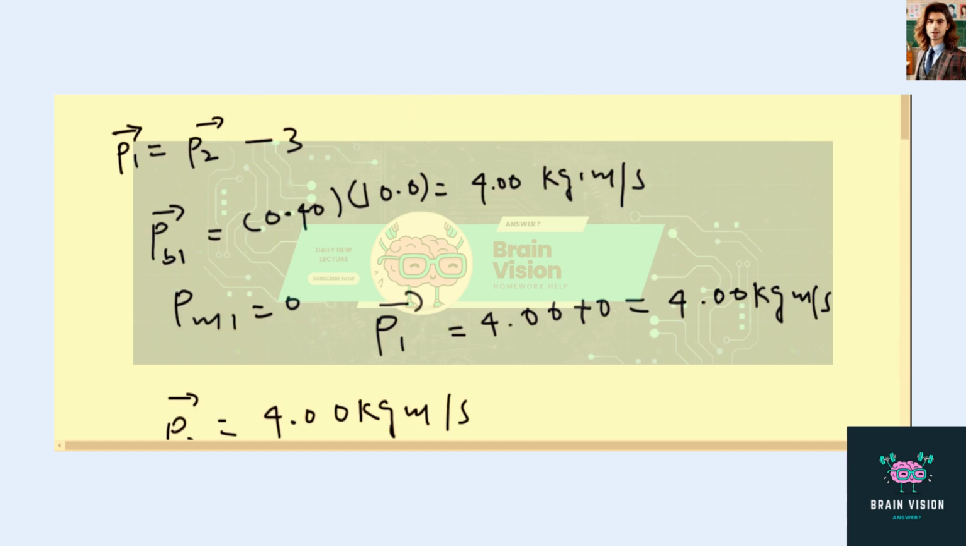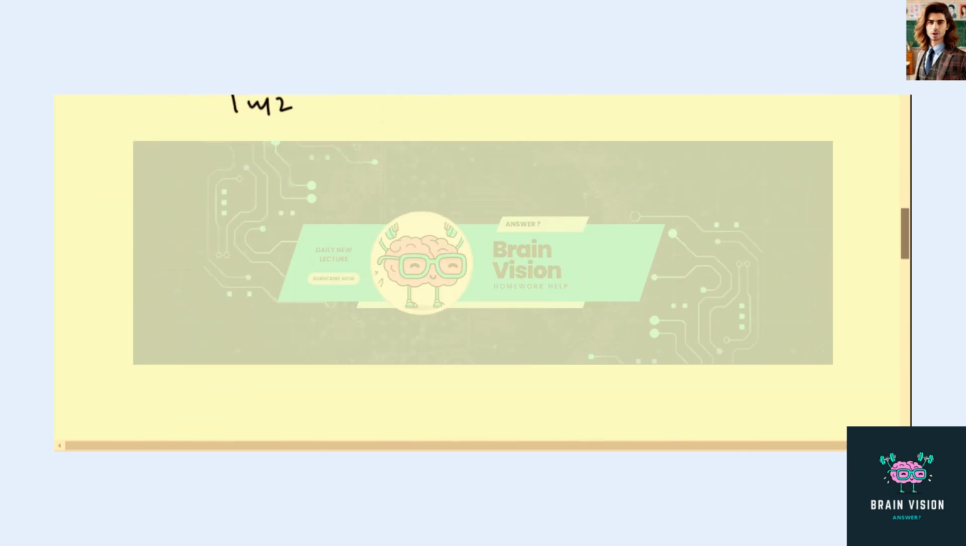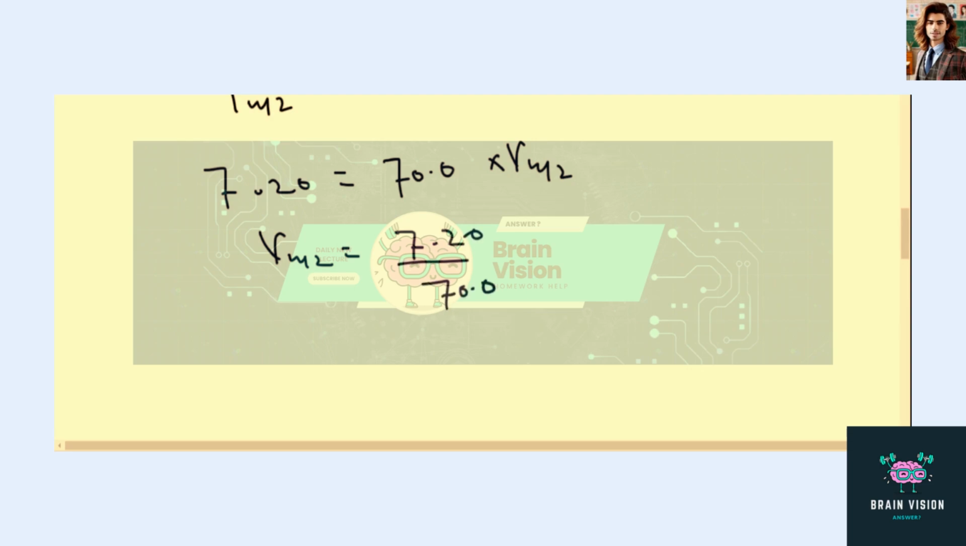And now we plug our value for P_M2 and my mass into equation number 2. Then we have 7.20 is equal to 70.0 times v_M2, and solving for v_M2 is equal to 7.20 divided by 70.0, that is equal to 0.103 meter per second.